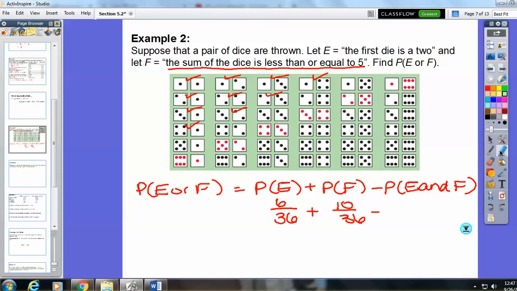out of 36. E and F. I want to know how many did I double count? How many of these had the first dice being a 2 and the sum was less than or equal to 5? These 3. I have double counted those, so I have to subtract off 3 out of 36. So if you do that, you get 13 out of 36. Or if you gave me a decimal, it's 0.3611.